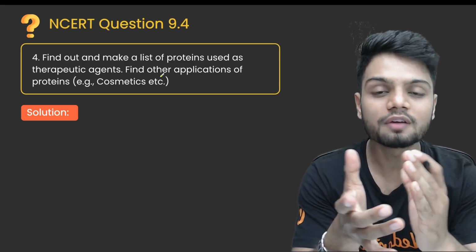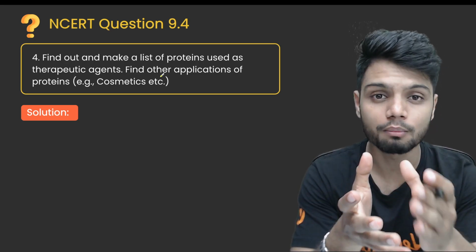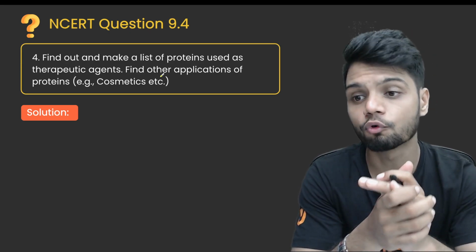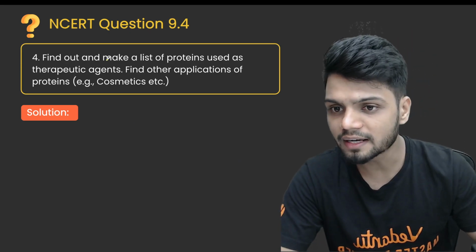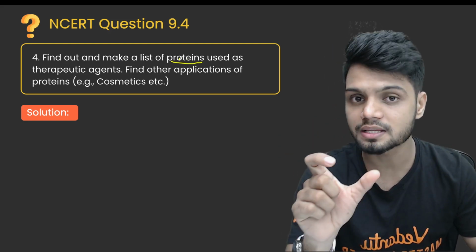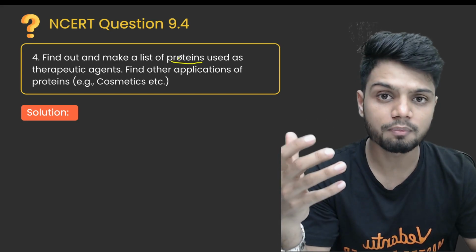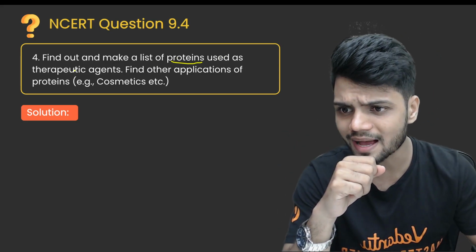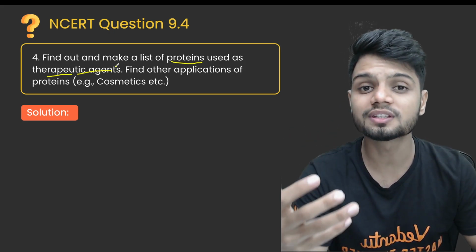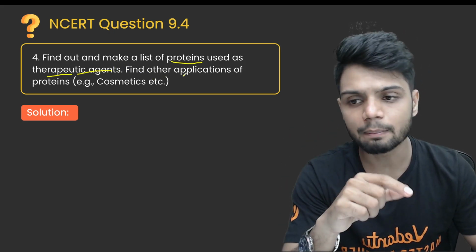And today we have a question from the chapter Biomolecules. Now, let's read the question first. That's question number 9.4. So, what does the question say? Find out and make a list of proteins. So, they are asking us to make a list of proteins. Remember, proteins are a type of macromolecule used as therapeutic agents. So the proteins which can be used for therapeutic reasons, find other applications of the proteins.